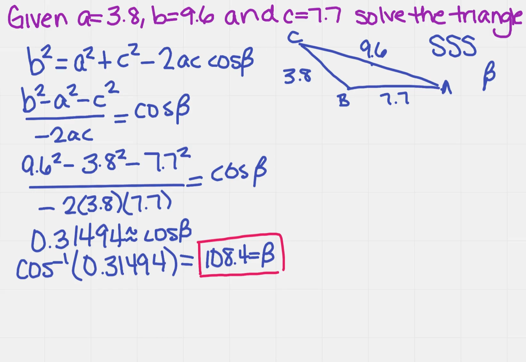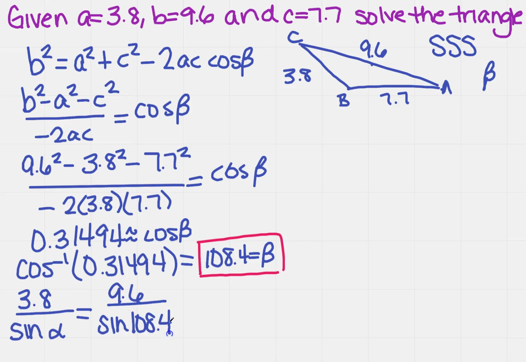Okay, so now what can I do? Well, maybe I could find alpha, or I could find gamma, right? And I can do that with the law of sines. So the given is a 3.8, and I'm going to go ahead and try to find alpha. So the sine of alpha equals, well, we have 9.6, and we just found that angle for beta, so I'm going to have the sine of 108.4. And then what I need to do is I need to solve this.